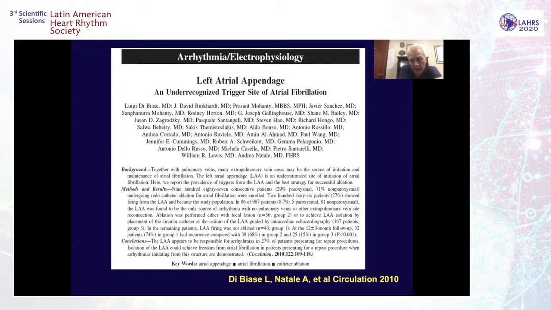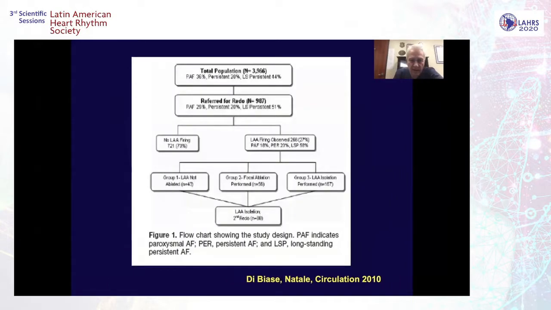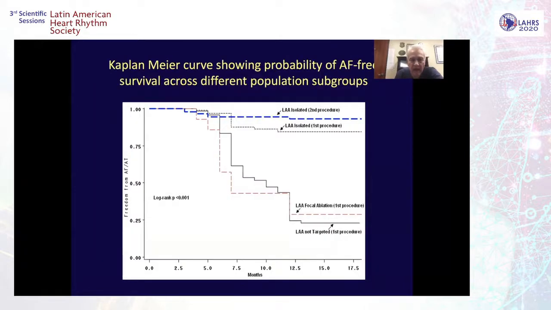Another area that is relevant as an atrial fibrillation source is the appendage, which we reported in 2010 in a group of patients that had multiple failed procedures where the pulmonary veins were isolated. In about 27% of those patients, we saw that the appendage was a source of triggers, either because they were sustained or because they were consistently skipping beats. And we realized from that series that the best endpoint, as for the coronary sinus, is isolation of the appendage, which is shown here.